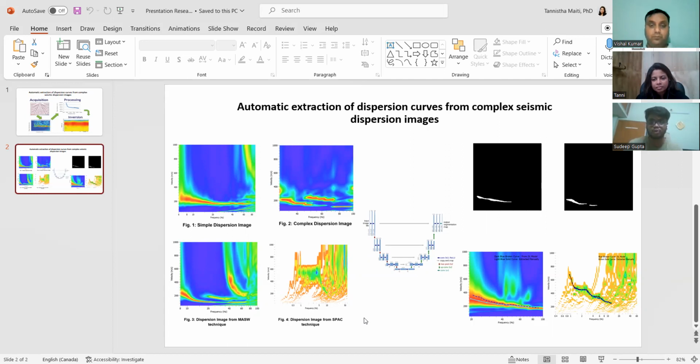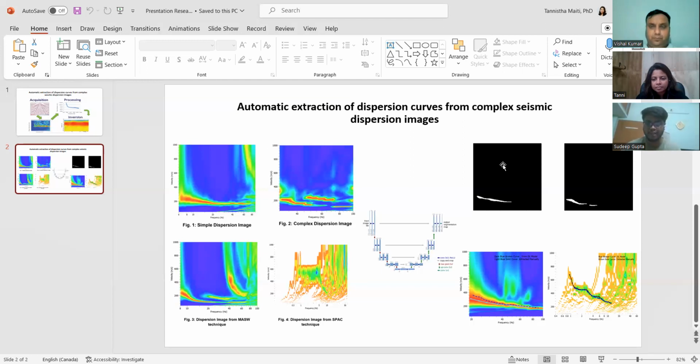And my goal was to train a neural network which can generalize well among all these images and pick dispersion curves. So here on the right you can see the black images. Those are the binary segmentation images. So what it has done is basically created masks, as you say correctly. It has picked the area which has the high energy, and everything else is black, and that is where our dispersion curve is supposed to lie.